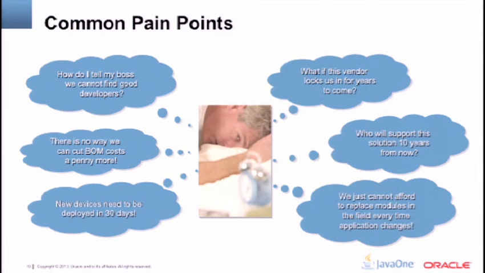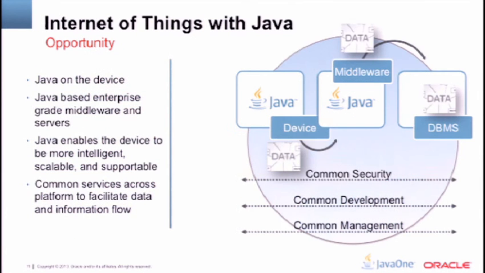Who will support these solutions 10 years from now? There are smaller companies out there that can build things for you, but will they be around? Will the technology choice that you're making today be around 10 years from now? And finally, how do you replace things once the device has shipped? How do you add functionality once the device has shipped? So these are the common pain points we keep hearing.